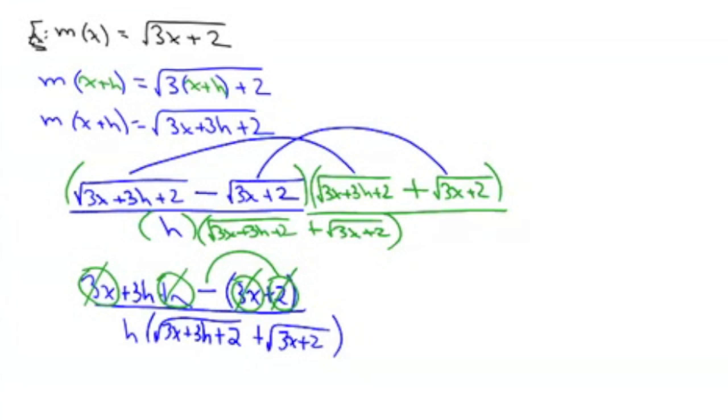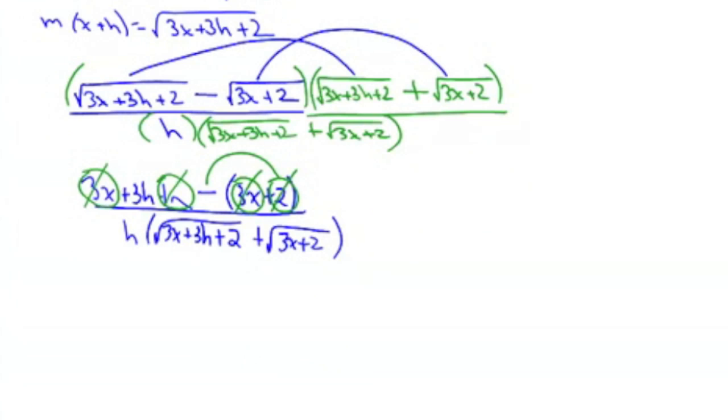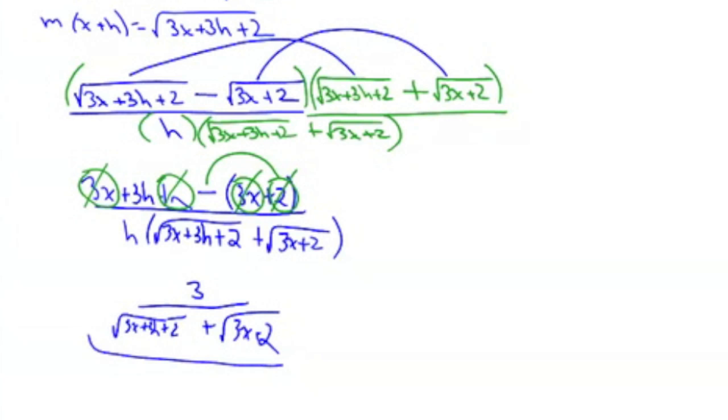What happens to the h's? H's. Wake up. What are they going to do? They're going to cancel because you have an h in the top and an h in the bottom. They're just going to cancel. So what's left in the top after the h's go away? 3 over the square root of 3x plus 3h plus 2 plus the square root of 3x plus 2. And that would be your final answer because those h's finally cancel. Ta-da!